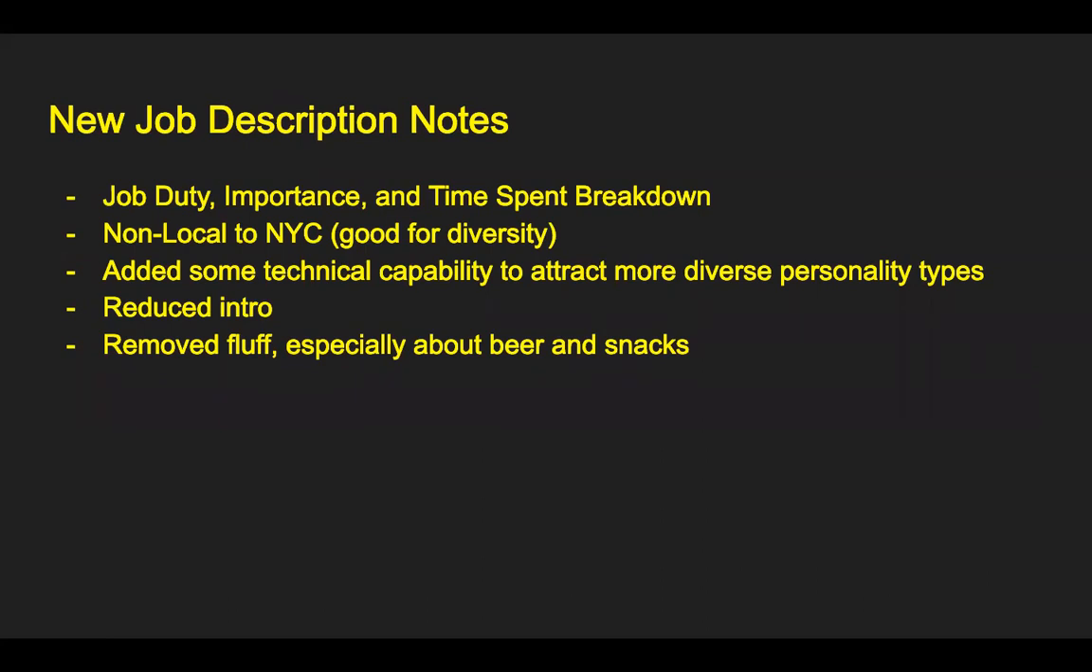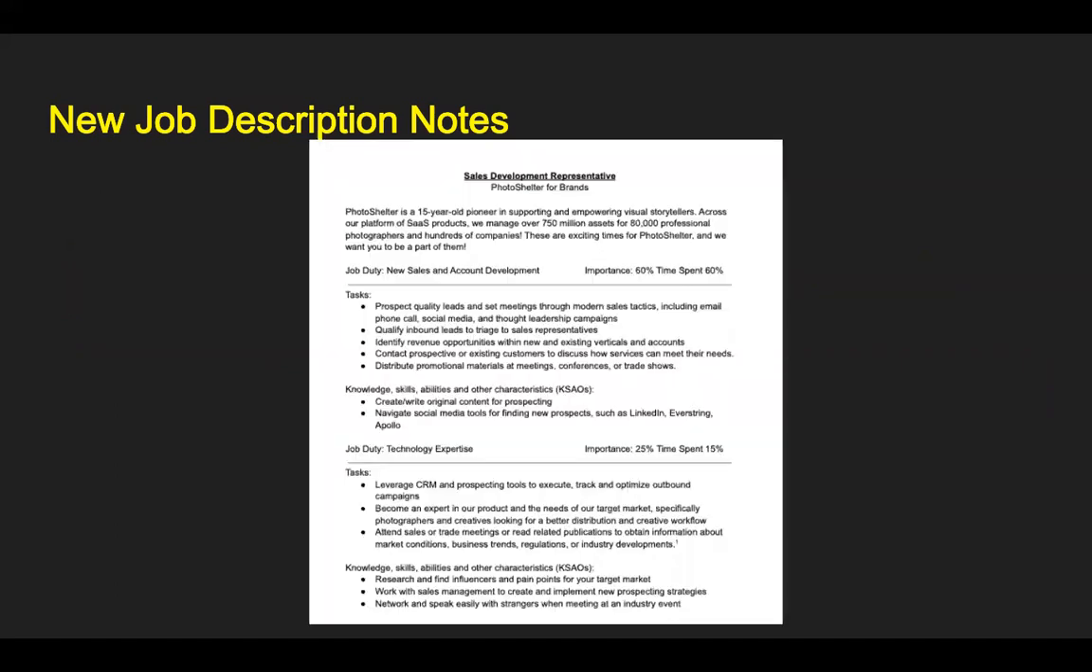We'll take a look at that in a second, but some of the things I wanted to highlight was the breakdown of job duty importance and time spent. I've also removed the NYC locality. I'll explain this in a little bit. And I've added some technical capabilities to attract more diverse personality types. I've reduced the intro and removed what I'm calling fluff about beers and snacks and things that don't really attract job seekers.